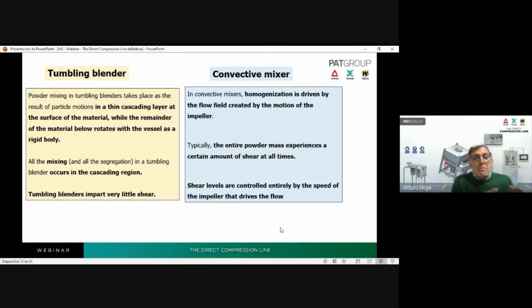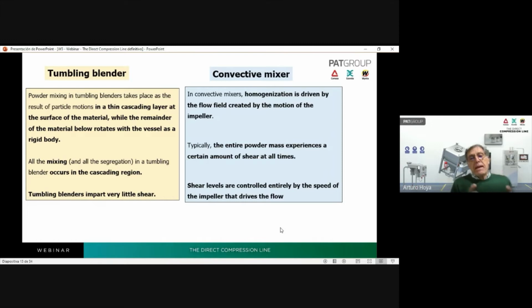So all the mixing, all the segregation too, in a tumbling blender occurs in the cascading region. So the tumbling blender imparts very little shear. This is a very important and conceptual idea. On the other hand, in a convective mixer, homogenization is driven by the flow formed by the motion of the impeller and depends, of course, on the impeller speed.